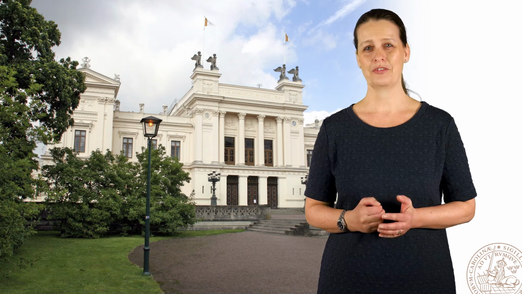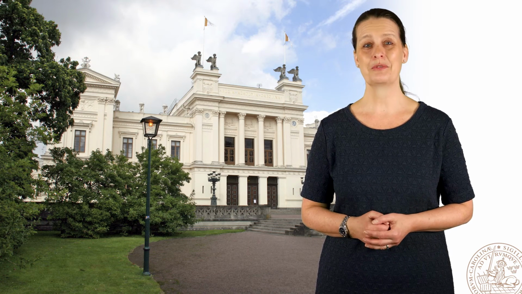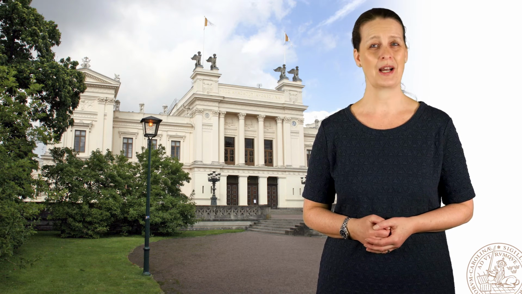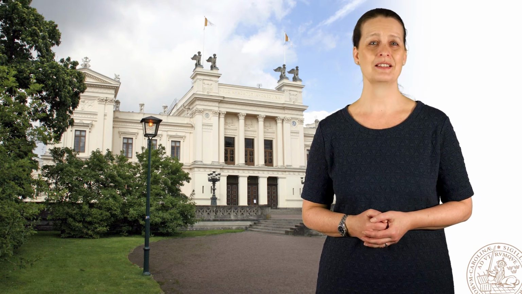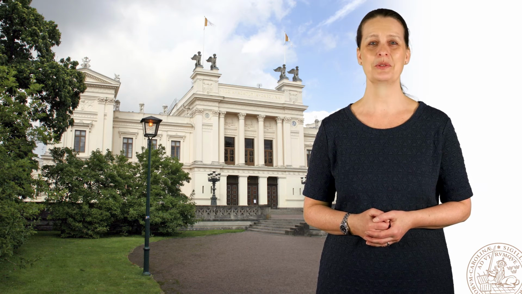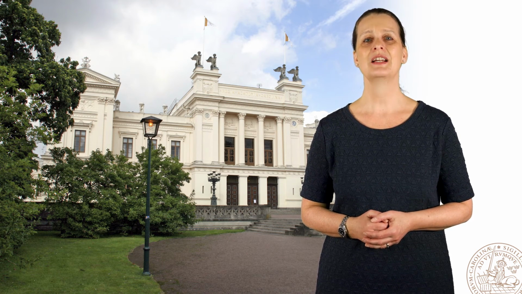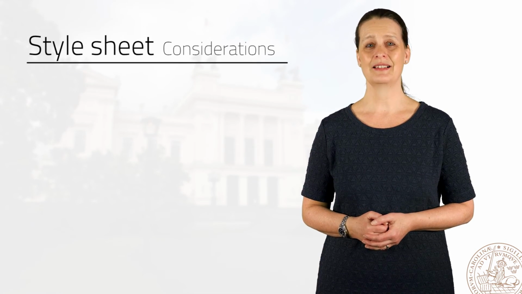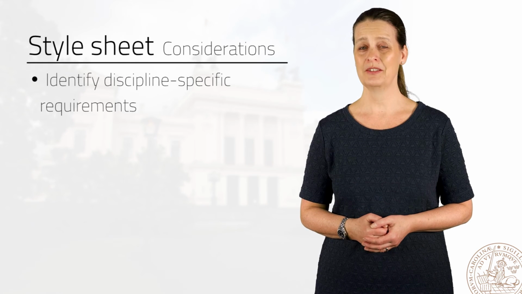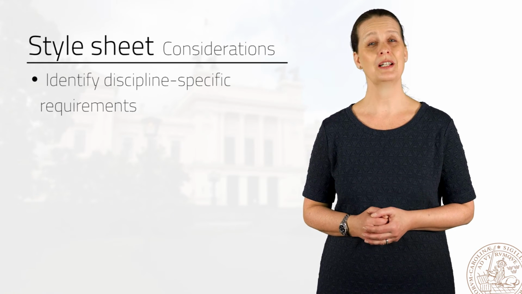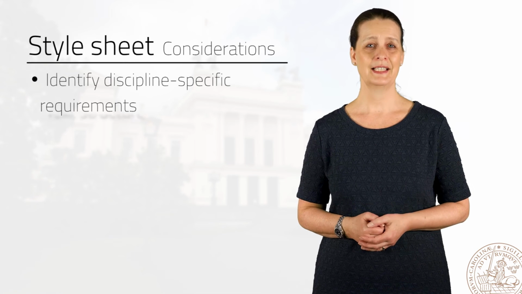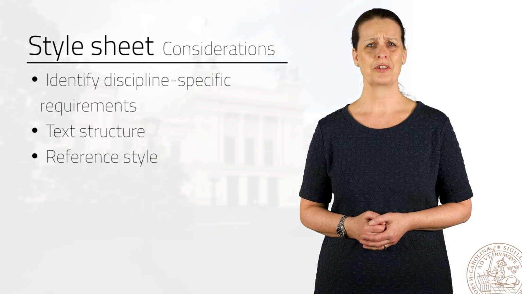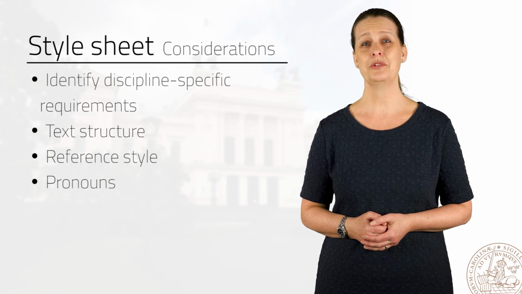Writing is a transferable skill in the sense that much of what you learn about writing in one context or discipline will be useful as you write in other contexts. For instance, if you transfer from one university department to another, there will be differences in requirements and in usage. This means that, as a writer, you need to identify the discipline-specific requirements that are common in the new discipline. Text structure and reference style are often discipline-specific, and also preferences regarding the use of pronouns and the use of passive or active constructions.